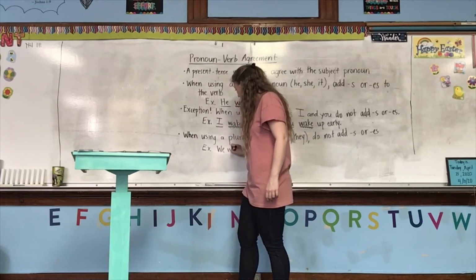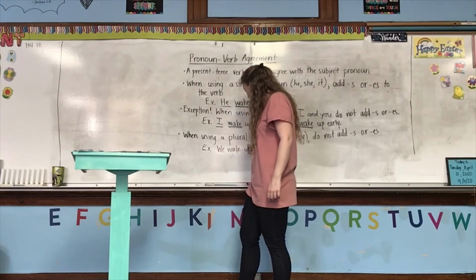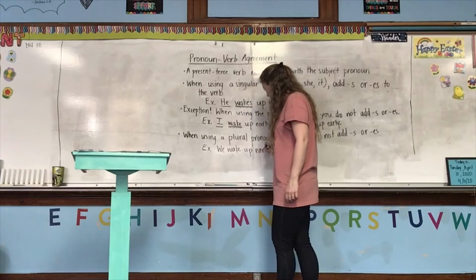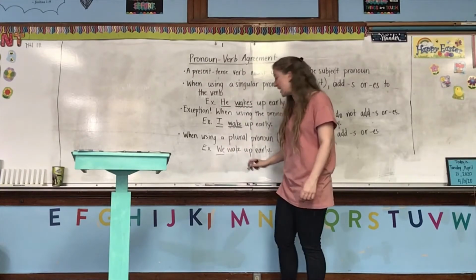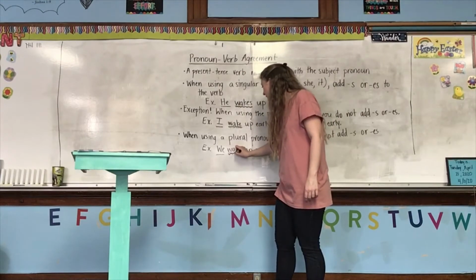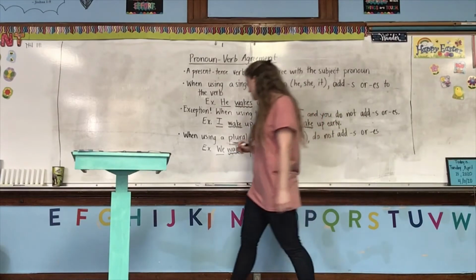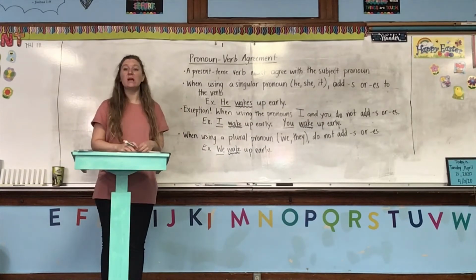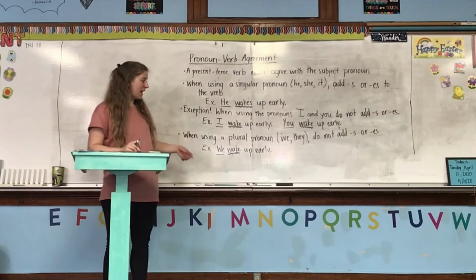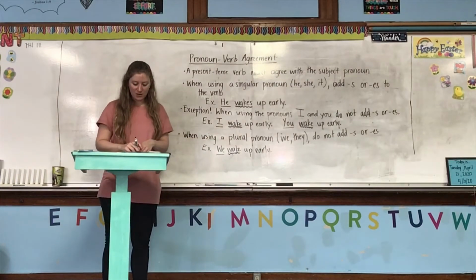So, for example, we wake up early. We have our plural pronoun we, and then we have our base verb wake, which we did not add an S to because it would not sound right if we said we wakes up early. The same with they. They wake up early instead of they wakes up early.